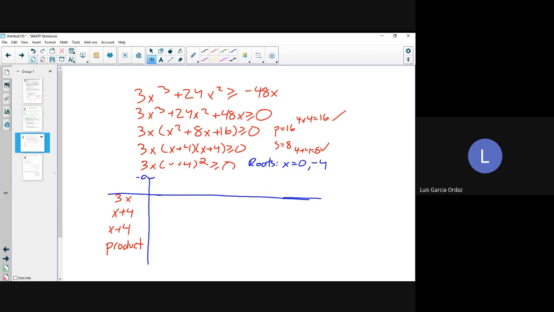So we have negative infinity, negative 4, 0, and positive infinity. Now we need to pick a number between negative infinity and negative 4. What number do you guys want to pick? Negative 5. This gives us a negative, a negative, a negative. Three negatives multiplied by each other give us a negative.